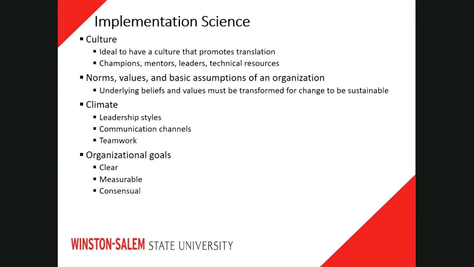So with implementation science, you want to consider culture. It's ideal to have a culture that promotes translation. It's good to have champions and mentors and leaders and technical resources. You want to consider the norms and the values and the basic assumptions of an organization. What are their underlying beliefs and values? And are there values and beliefs that need to be transformed for change to be sustainable? You also want to consider the climate with regards to leadership style and communication channels and teamwork, and consider the organizational goals. Are they clear? Are they measurable, consensual?